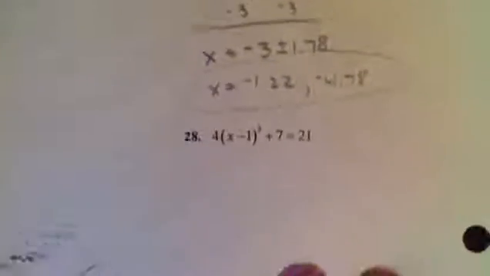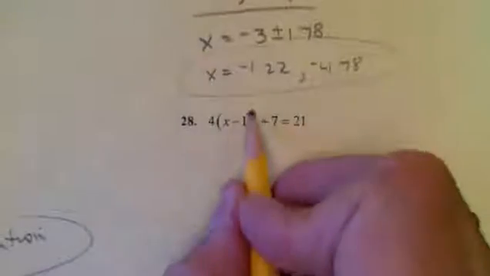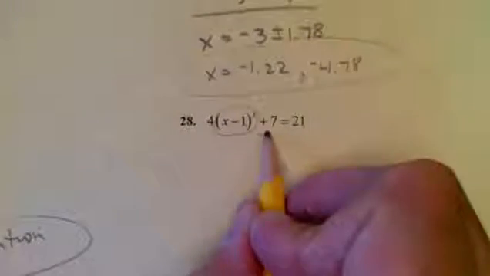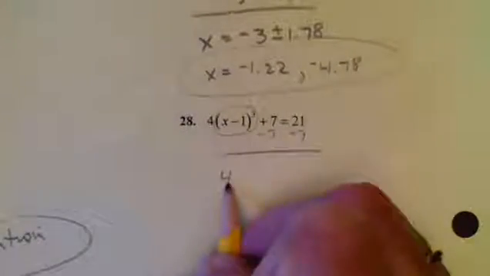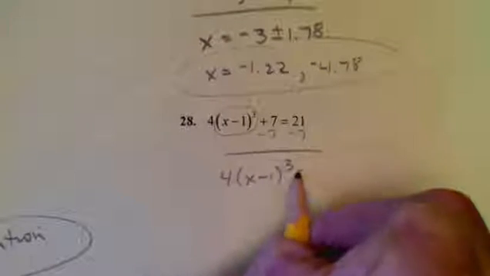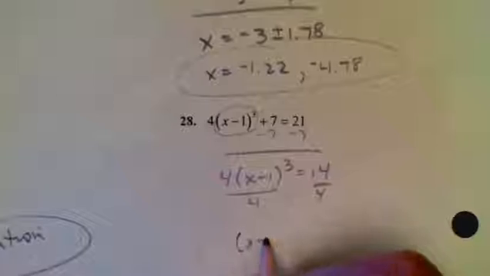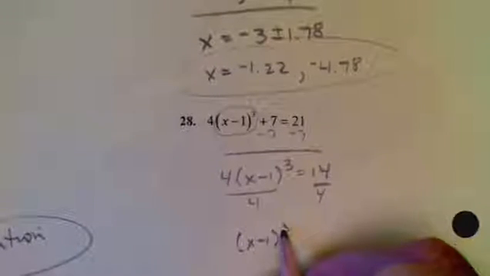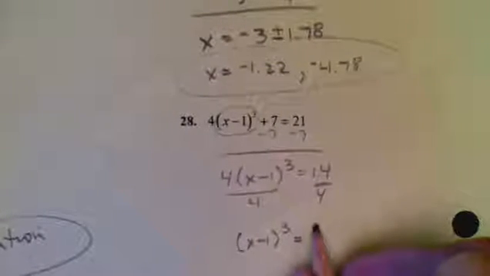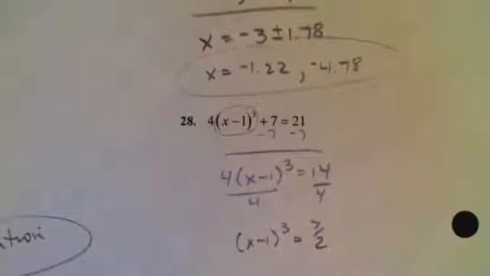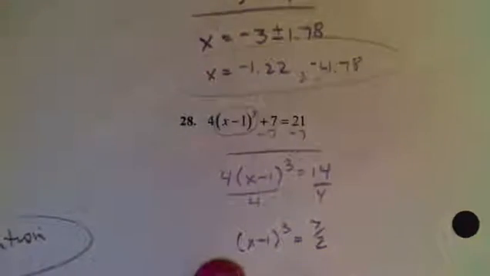All right, and then the last one has a little bit to do. We first have to get this base by itself. So we need to subtract 7. We have to divide by 4. That equals 7/2, I guess that comes to. If you want to write it as 3.5, you certainly can.